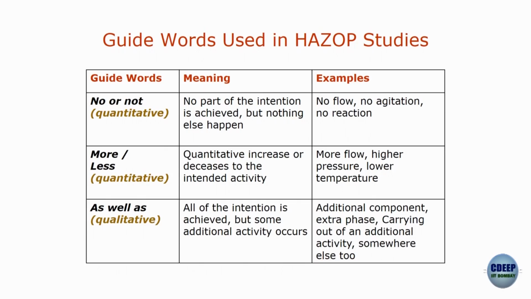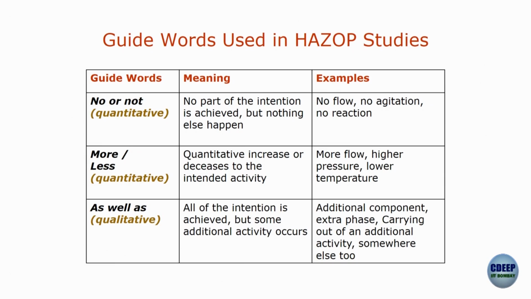More or less is also quantitative. So, if you say more plus flow, then you mean more flow than the normal, within the control envelope; it's more than that. Less flow is that it has dropped below the control envelope. So, it's a quantitative change in the parameter. More pressure, low pressure, more temperature, less temperature. Please remember that this is outside the control envelope, not the normal envelope.